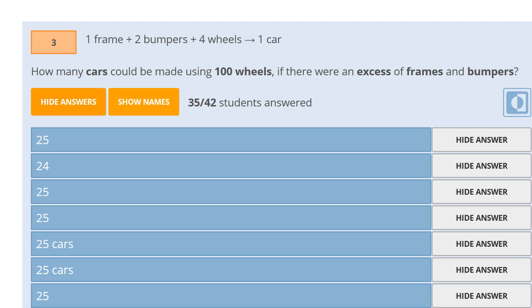And so this is one of the ways that you will see some of these problems worded when you do your homework. And when we see them worded like this, what should we do with regard to the frames and bumpers? Just ignore it, exactly. If you're given that there's an excess amount of a certain amount of reactants, they simply get ignored. They're not used at all in the calculation. The only thing that's relevant in this one is converting the wheels over to cars.